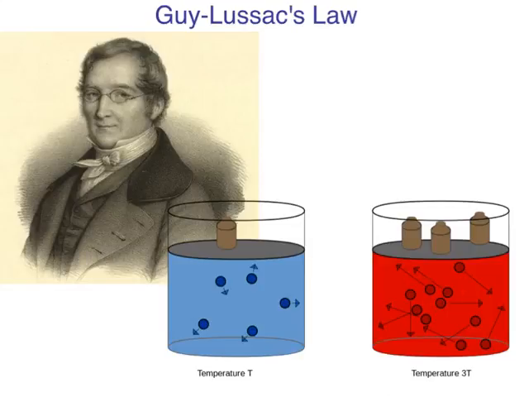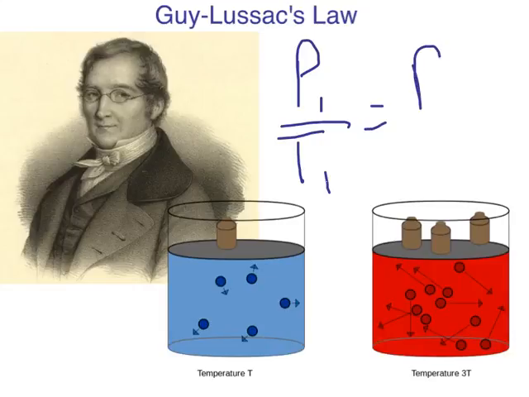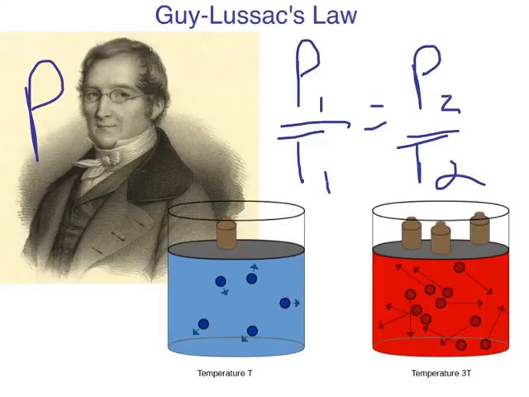So what he would have written would have been something like this. P1 over T1 is going to be equal to P2 over T2. Okay, because, as I've said before, the pressure is going to be proportional to the temperature. As you increase the temperature, the pressure will also increase. And so pressure would be equal to some constant times T, and so he came up with this equation.